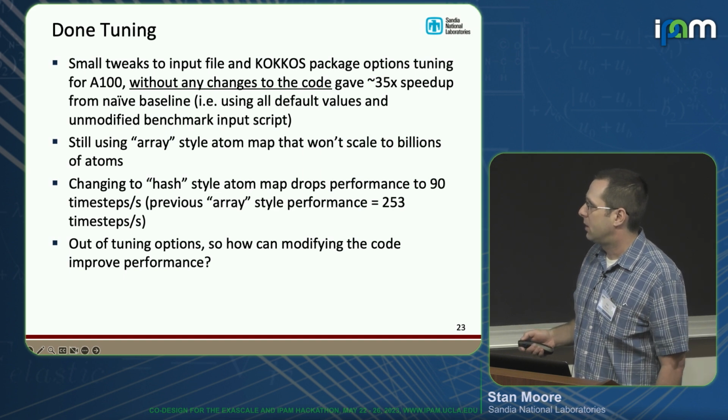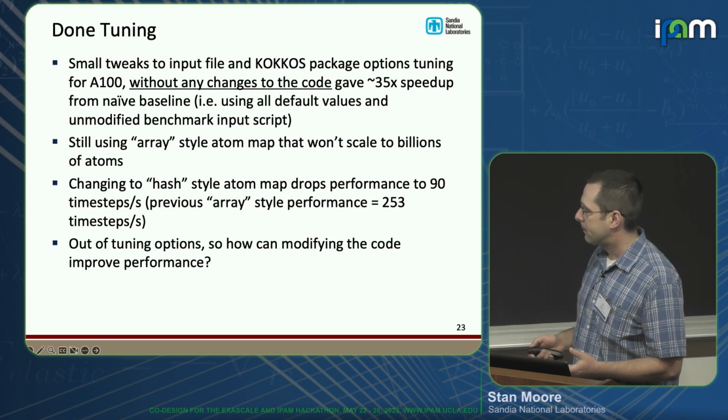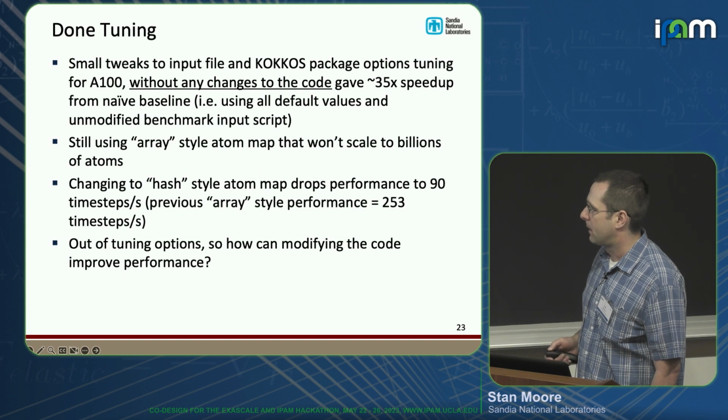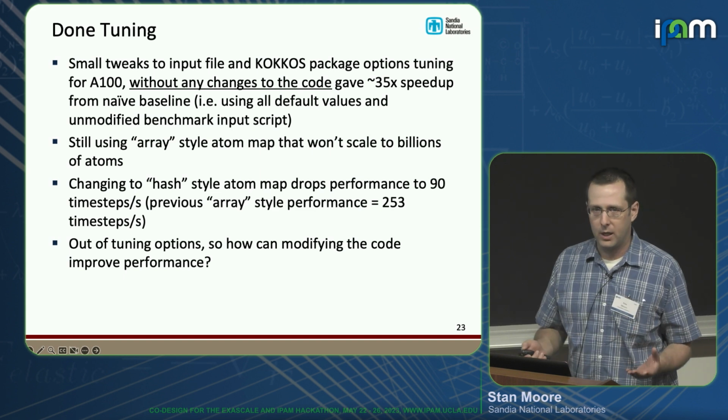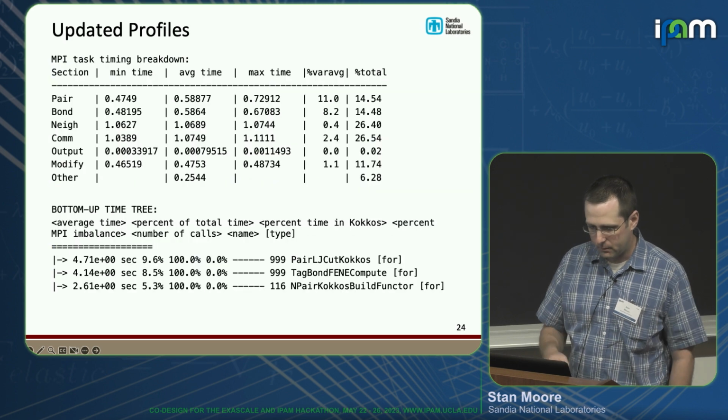But remember, we're still using this array style atom map. This is not going to scale to billions of atoms. We'll run out of memory. If we change to the hash style atom map, but using the previous tuned values, then we drop to 90 time steps per second. The previous value was 253. So really, we're out of tuning options. Now let's modify the code to see if we can improve performance.